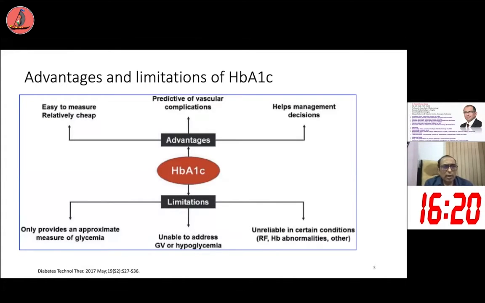So if you look at HbA1c, it has several advantages. It is predictive of vascular complications. There is a huge amount of data available from millions of studies across the globe which have looked at HbA1c and the correlation with microvascular complications and macrovascular disease also, and they've shown a very good correlation. That has remained a standard test for measuring glycemic control.